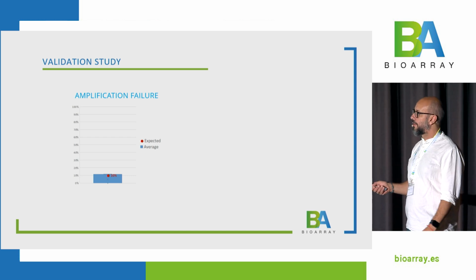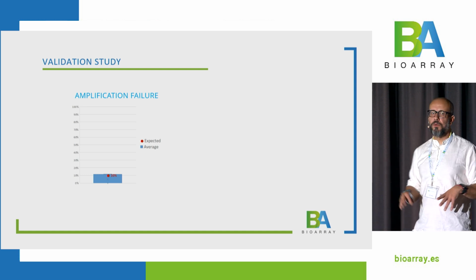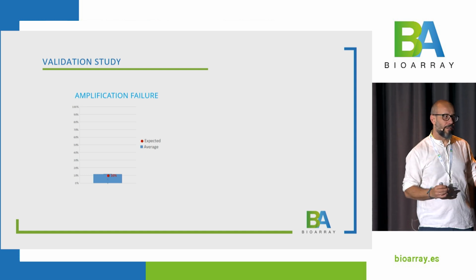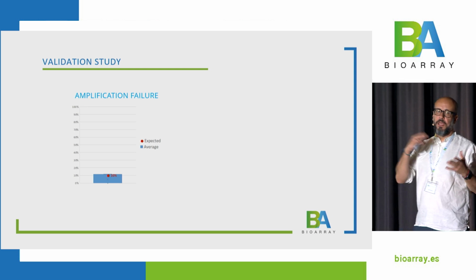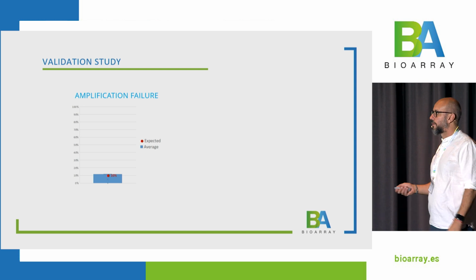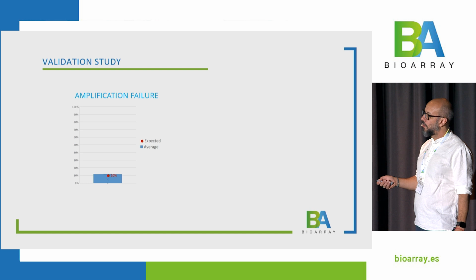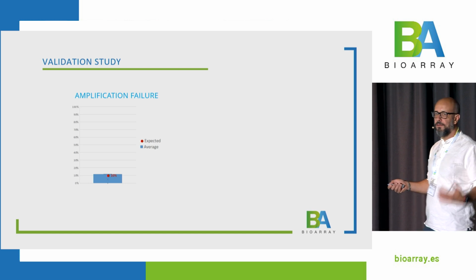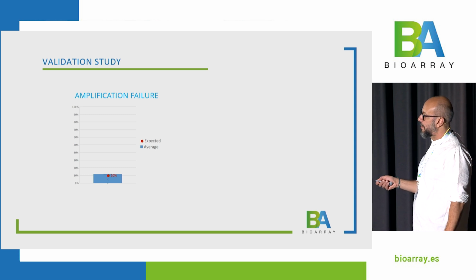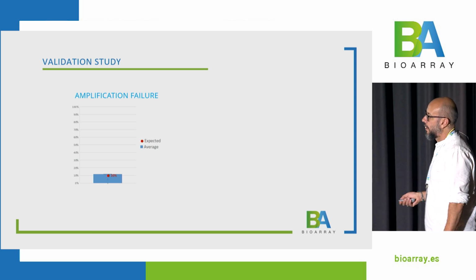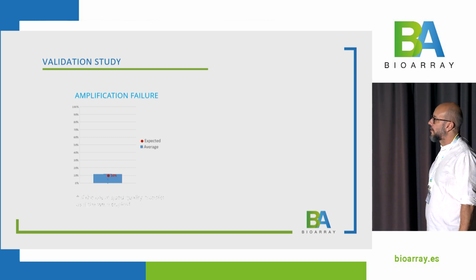The first one, and one of the most important, is the amplification failure. Obviously, when we work with non-invasive, we expect to have slightly higher amplification failures because we have a very low amount of DNA. But again, it's not so high, so usually we expect to have 10% amplification failure or lower. This is the expected value in red. In blue, you have the results that we are having with different clinics.